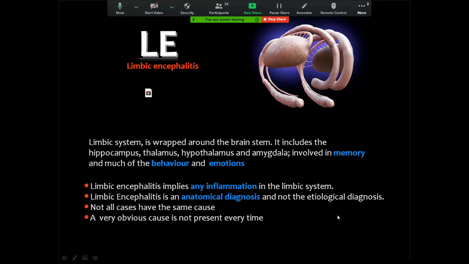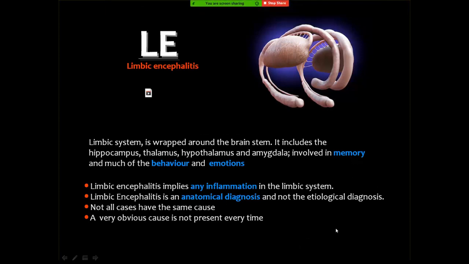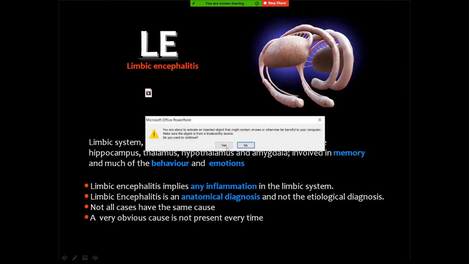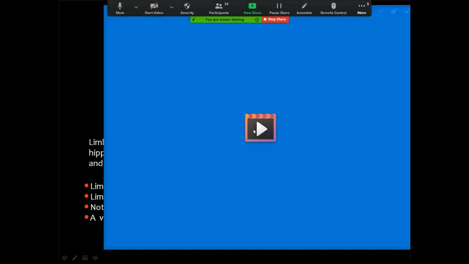This means that there is an inflammation of the limbic system, which may be due to a lot of causes. It is not a disease, but it is, as they said, an autoimmune reaction or something like this. This is the limbic system, and if you would like to see this very short video, it explains it very well.